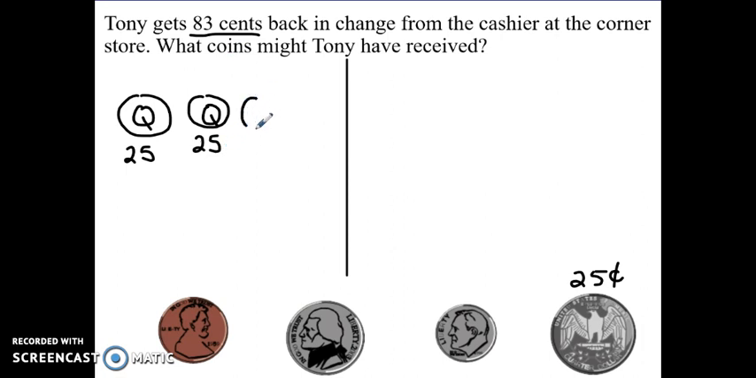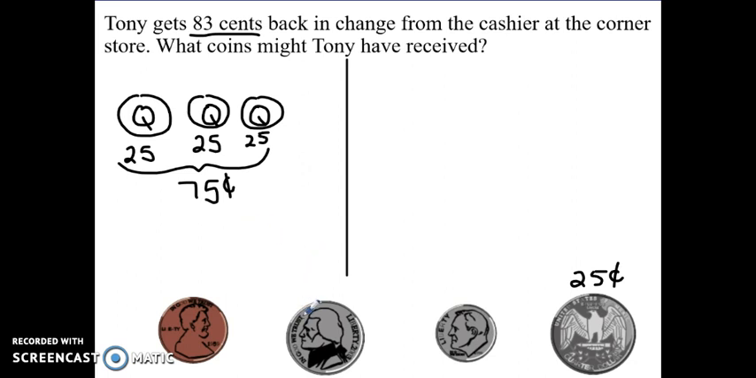3 quarters together is actually 75 cents. So now I have 75 cents. How much more do I need to get to 83 cents? Well, 75 plus 8 will give me 83. So that means I need to make 8 more cents.